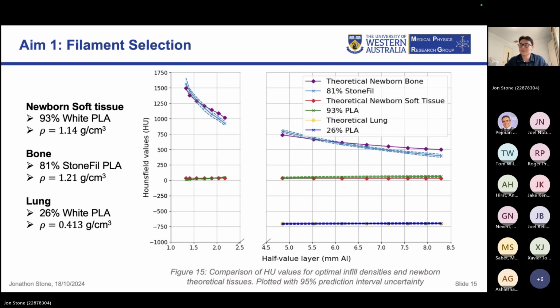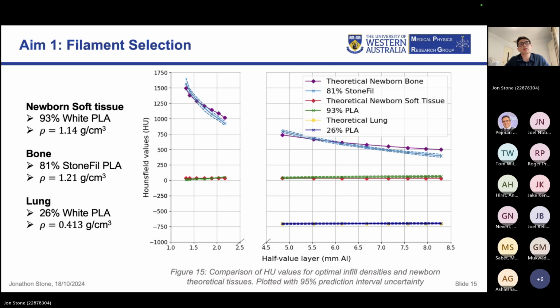Hi, John. Great presentation, you did great work. Thank you. I just wanted to ask about how you characterize the properties of the PLA or the 3D printing material. You were using the HU numbers. How good is that to characterize the radiation properties of the material? Do you think you would have done it differently, or is there another method that you could have used?